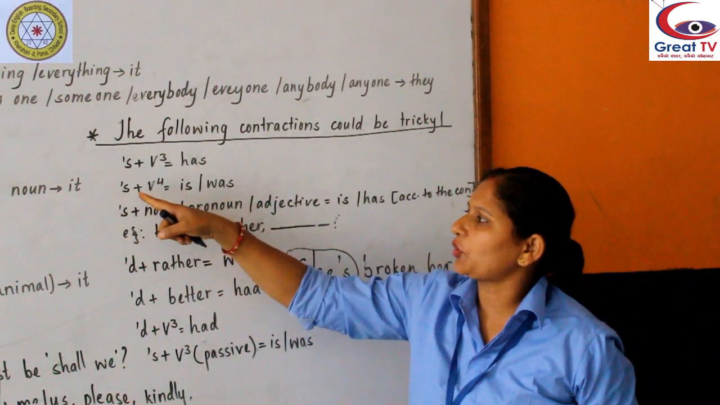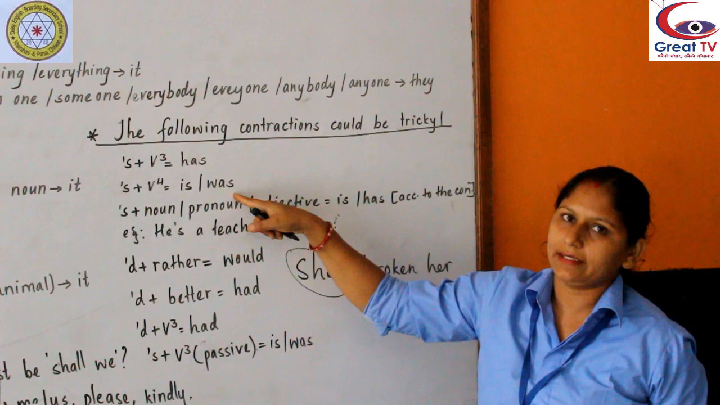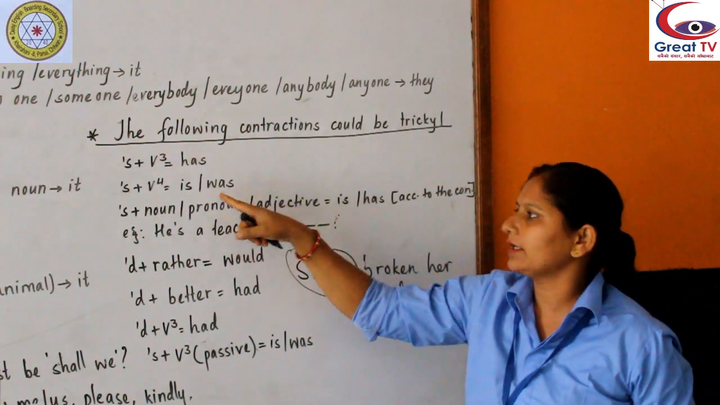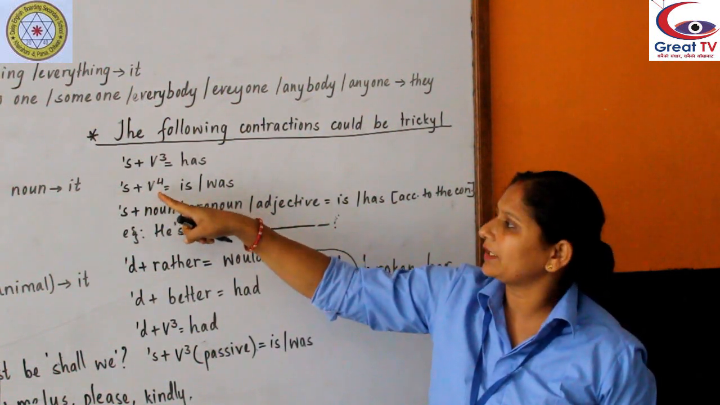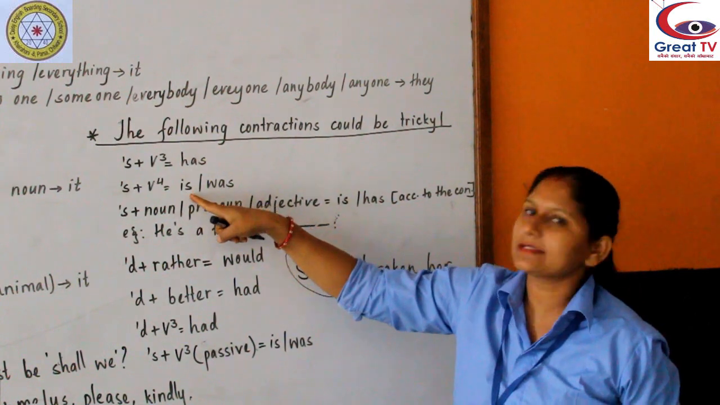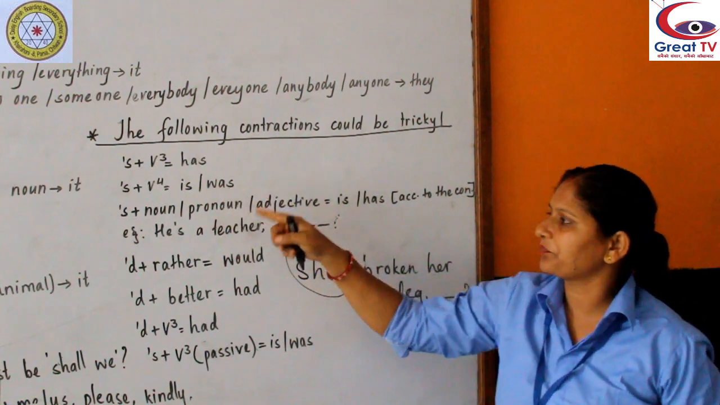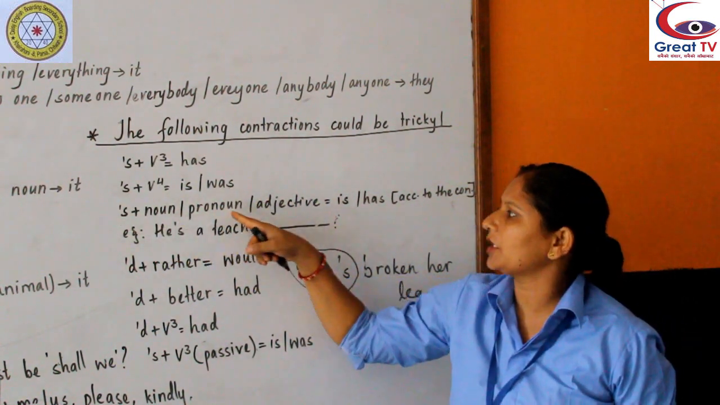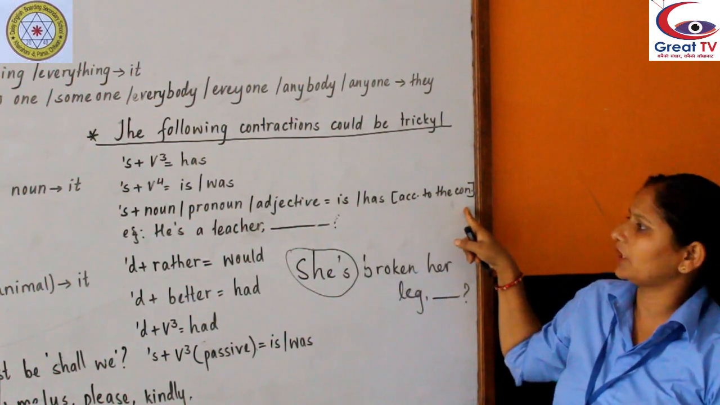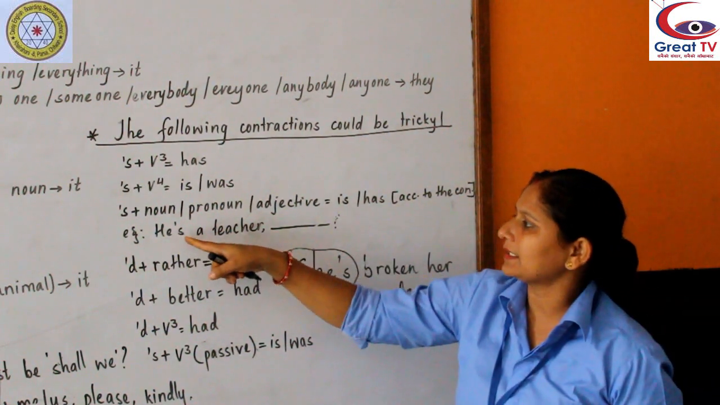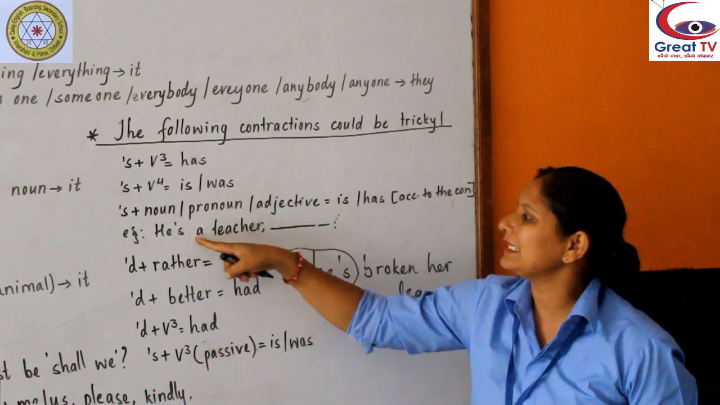Likewise, apostrophe S plus verb 4 is is or was, according to the context, according to the time adverbial given there. Apostrophe S plus noun or pronoun or adjective is is or has, also according to the context. For example, he's a teacher. That means he is a teacher.